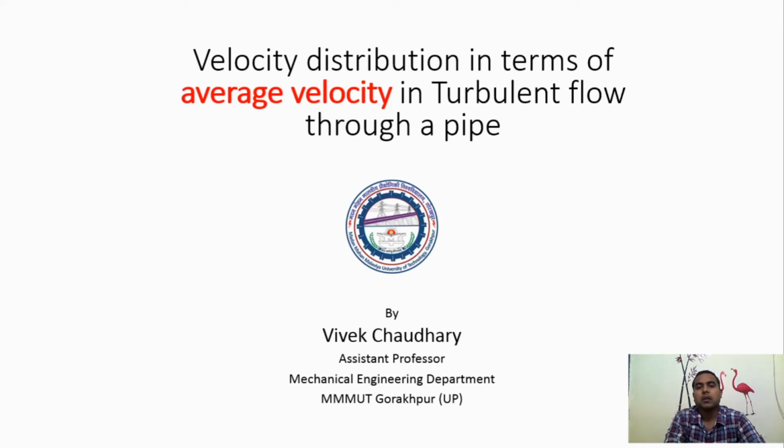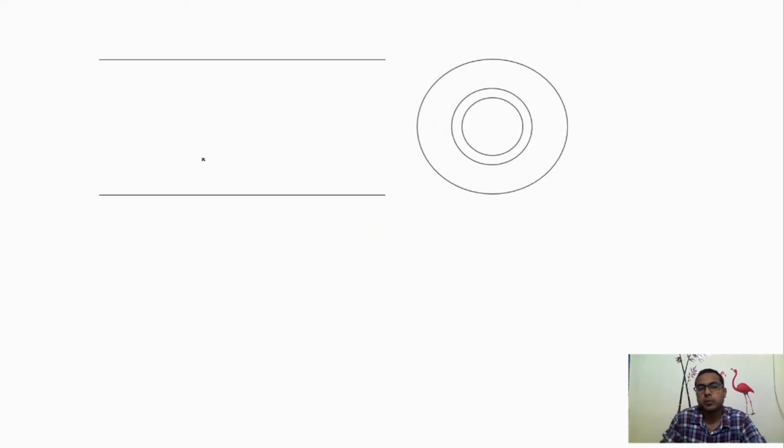Hello student, in the last lecture we have seen the velocity distribution in a turbulent flow for smooth and rough pipe, and in this lecture we are going to see the velocity distribution in terms of average velocity. So suppose this is your pipe, and this is the cross sectional view of the pipe, and suppose you have discharge Q, your average velocity is U bar.